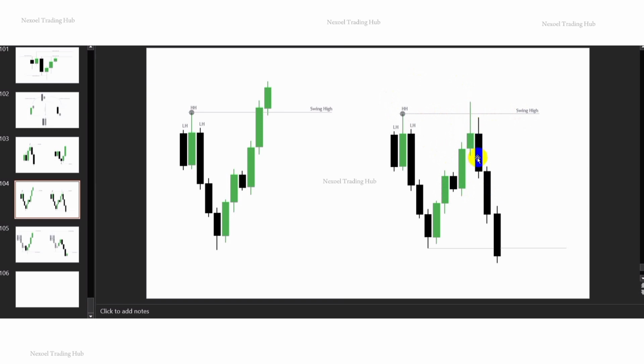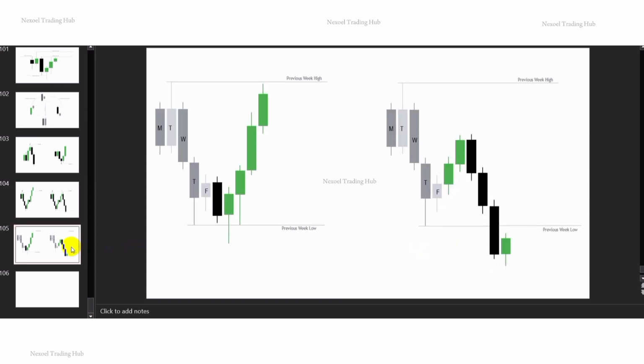So the market is aiming to fill up any form of inefficiencies within this leg. And you could see the market will take out the sell side liquidity, which is the swing low point.